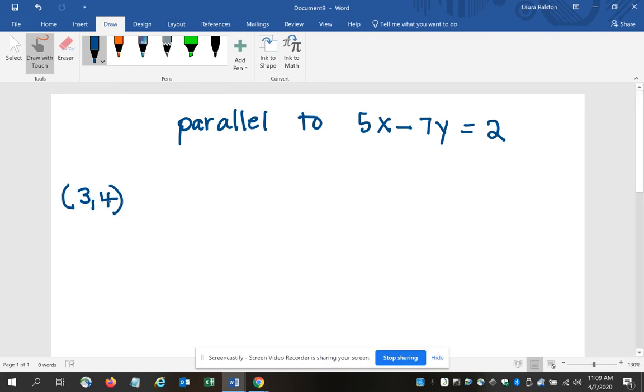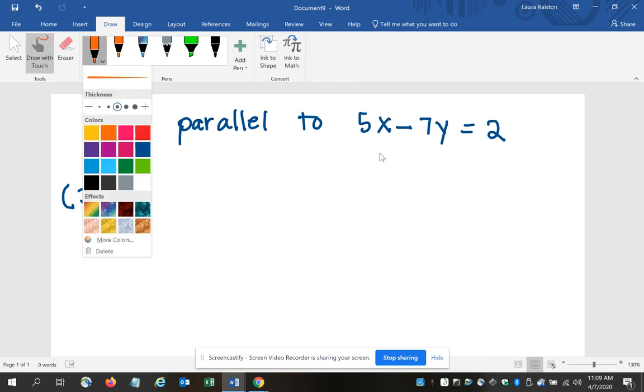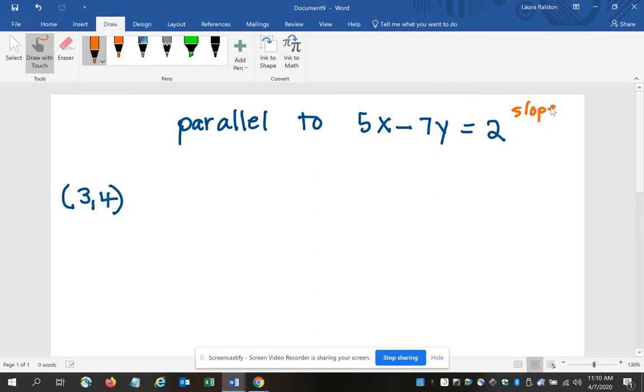Remember, to write the equation of a line, you have to know the slope, and in this case, it has to be the parallel slope, a point, which you're given, and then we're going to use point slope. So the first thing I need to do here is determine the slope. To determine the slope, we can take this equation and solve for y. If we put it into slope-intercept form, I can easily tell you what the slope of the line is. So we need to solve for y.